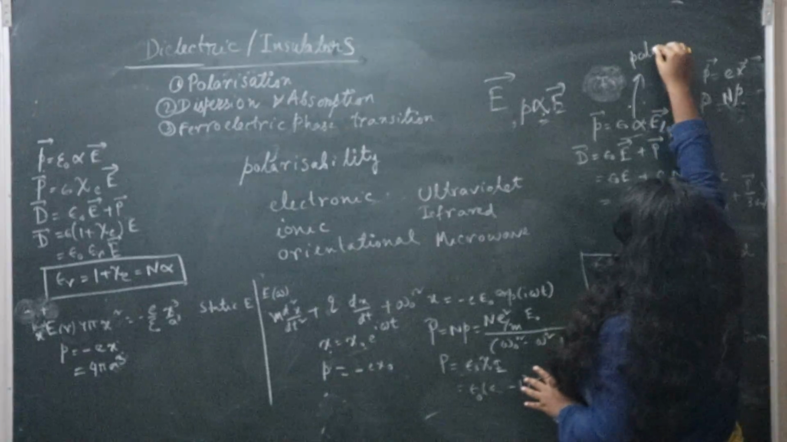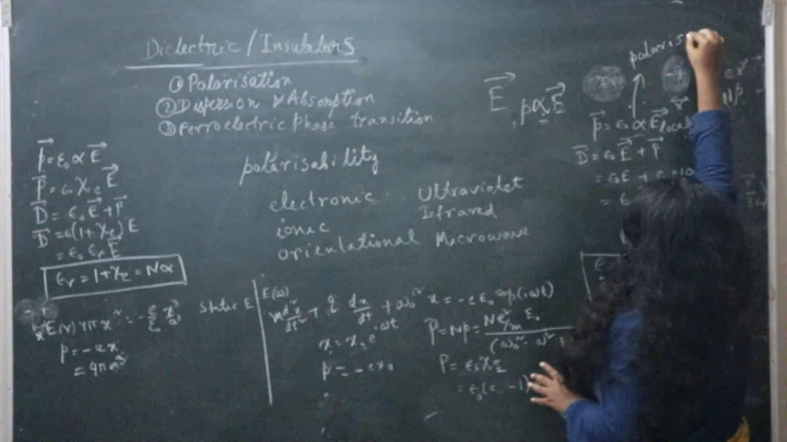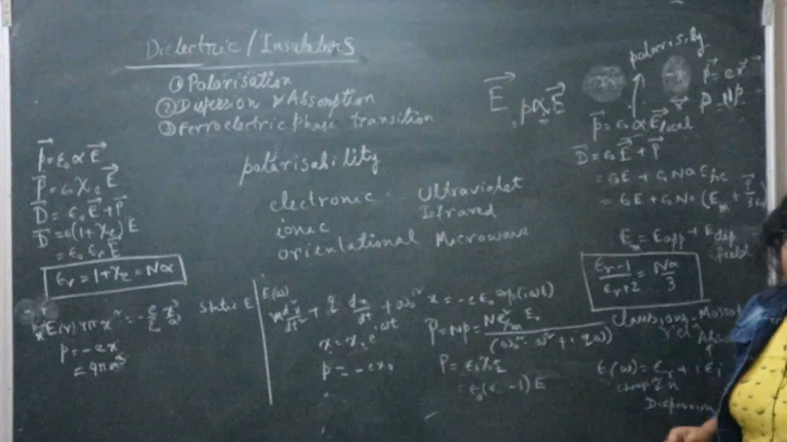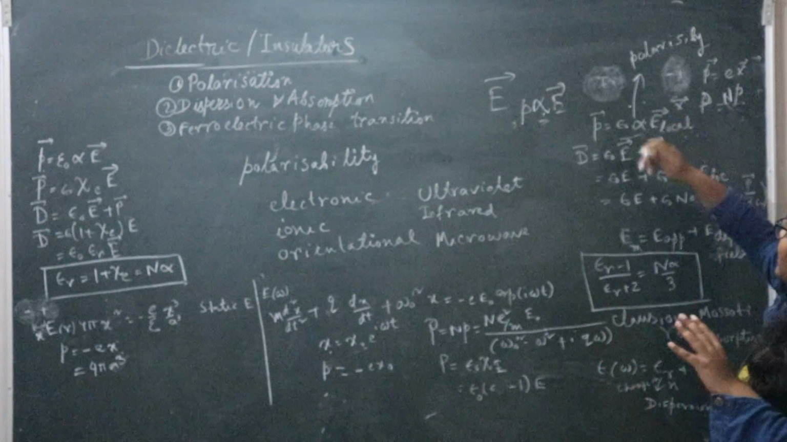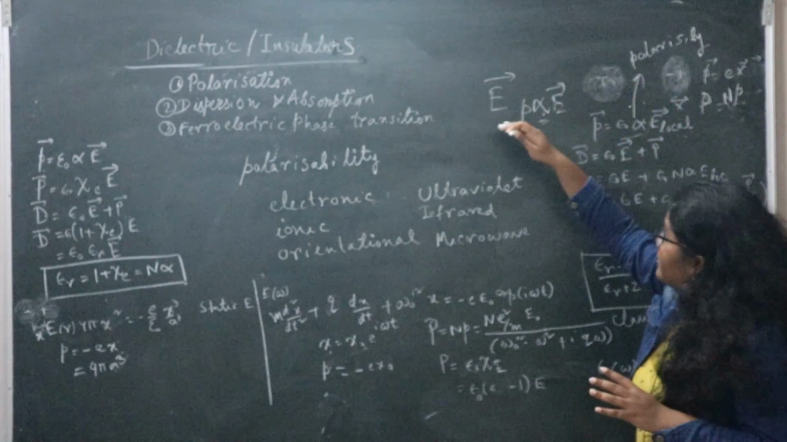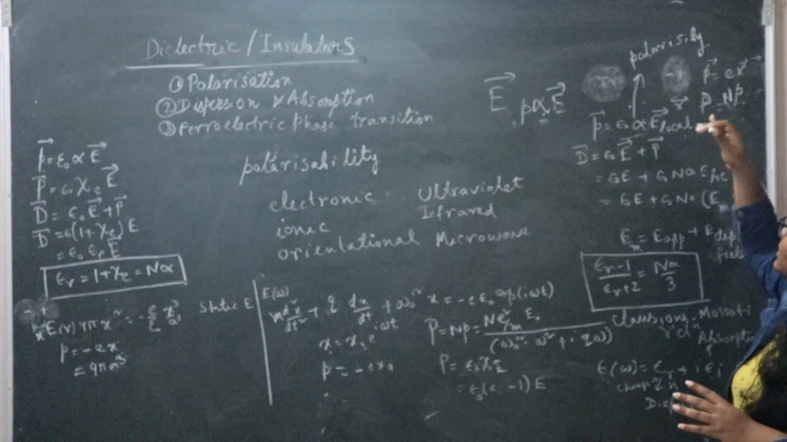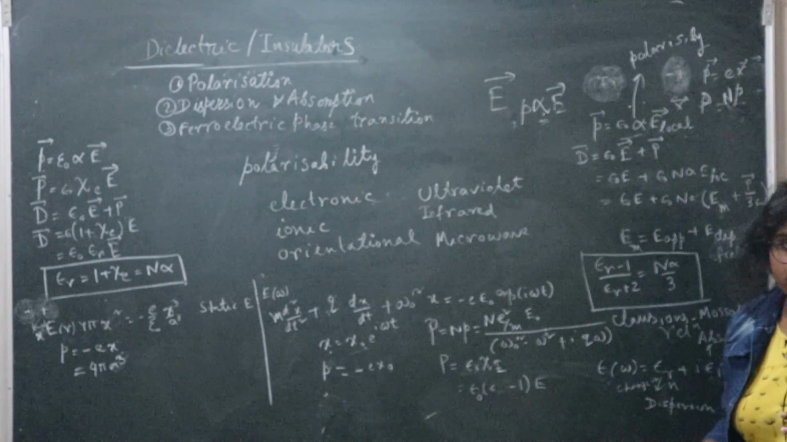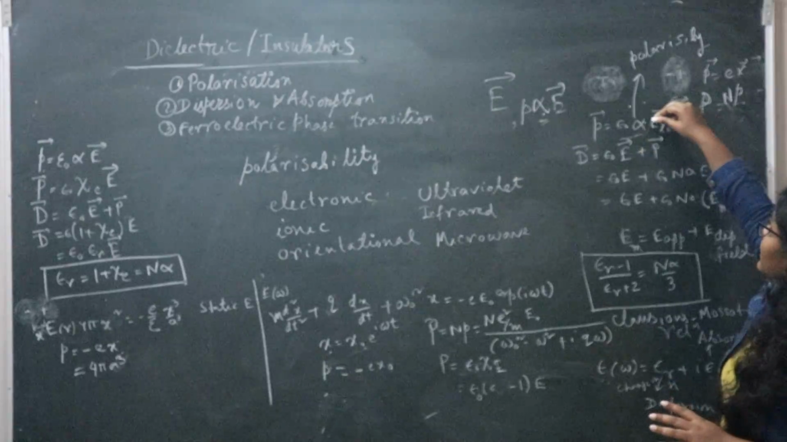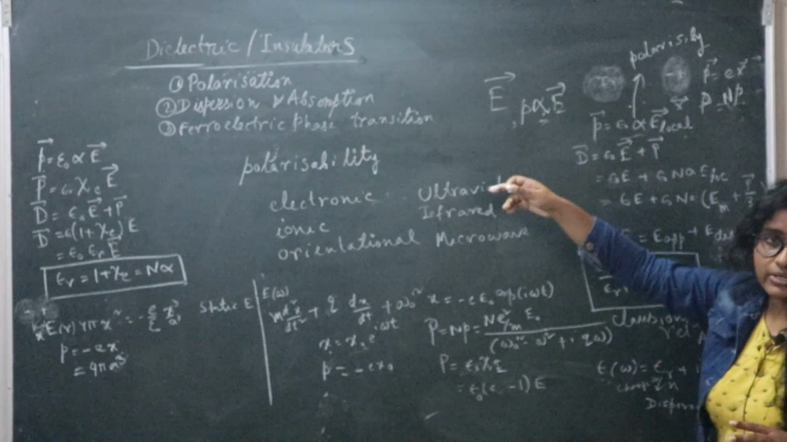This is a very important concept in physics. What do you mean by polarizability? Polarizability determines, for my applied electric field, how many dipoles can be generated. That is a measurement that atomic polarizability can give us.